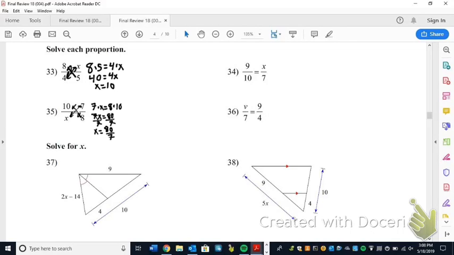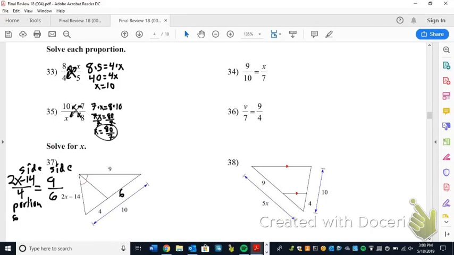So for number 37, we start off with the left-hand side, 2x minus 14 over 4. Now we want to set that equal. We know that on the other side of the triangle, the 9 is in the same position as the 2x minus 14. But we don't have anything in the position of the 4. So we're going to put a 6 there, because we went 10 minus 4 to get the 6.